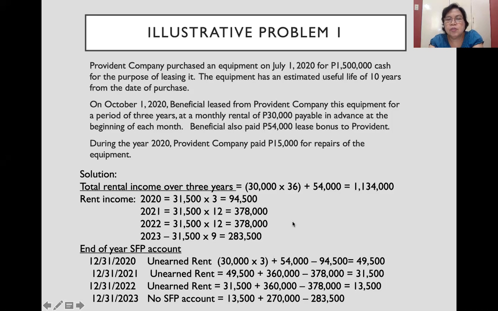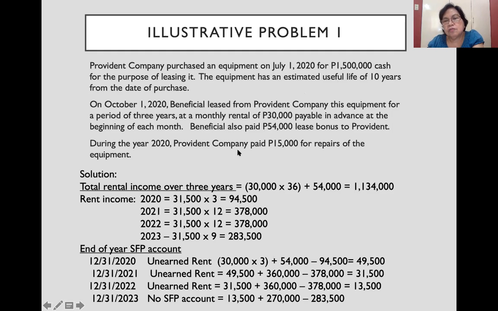On October 1, 2020, Beneficial leased from Provident Company this equipment for a period of 3 years at a monthly rental of $30,000 payable in advance at the beginning of each month. Beneficial also paid $54,000 lease bonus to Provident. So that means that Provident received additional $54,000 from Beneficial. That is at inception on October 1, 2020. During the year 2020, Provident Company paid $15,000 for repairs of the equipment.